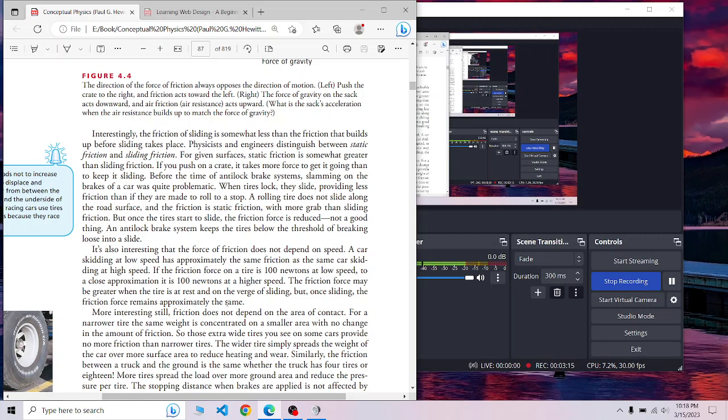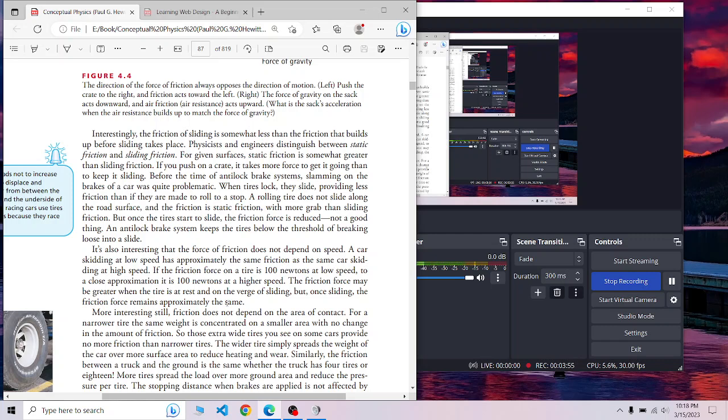Before the time of anti-lock brake systems, slamming on the brakes of a car was quite problematic. When tires lock, they slide, providing less friction than if they are made to roll to a stop. A rolling tire does not slide along the road surface, and the friction is static friction, with more grab than sliding friction. But once the tires start to slide, the friction force is reduced. Not a good thing. An anti-lock brake system must keep the tires rolling, below the threshold of braking loose into a slide.